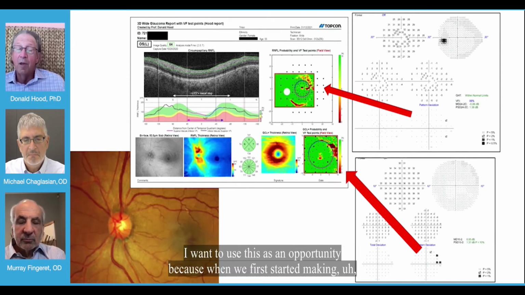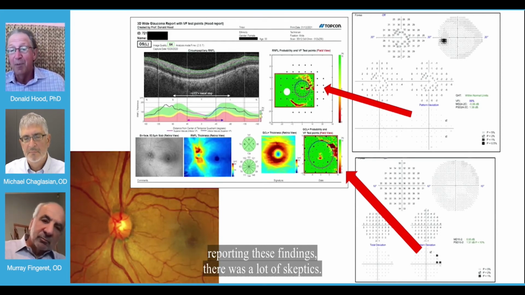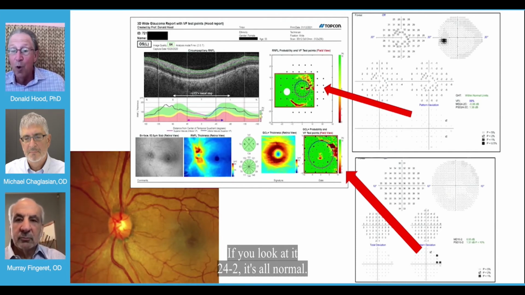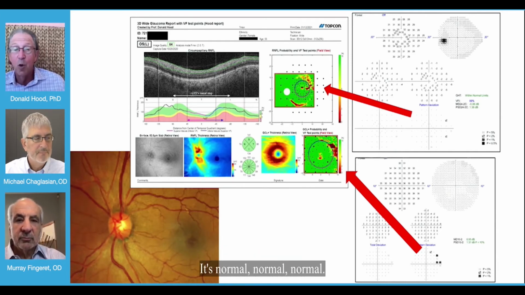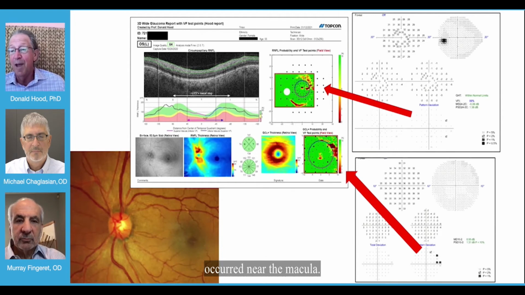So I want to use this as an opportunity because when we first started reporting these findings, there were a lot of skeptics. This is classic. If you look at the 24-2, it's all normal. Yeah. It's normal. Yep. And not only isn't it normal, but you've got damage that's already occurred near the macula. Yep.